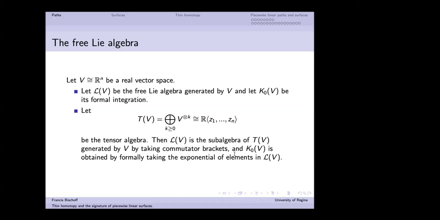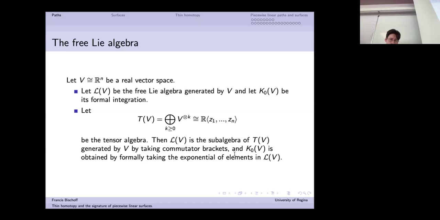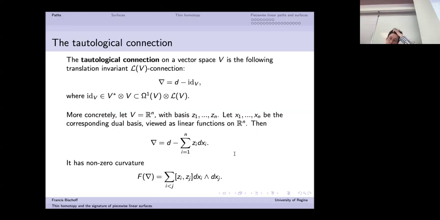Now the way to link a free Lie algebra and this group of paths is through parallel transport of a connection. There's a tautological connection that exists on any vector space, and it's a connection on a vector space V valued in the free Lie algebra on V. It's essentially given by d minus the identity of V, where I'm thinking of the identity of V as living inside V dual tensor V, where V dual, I'm thinking of as constant one-forms on V. And the second copy of V, I'm thinking of as generators of the free Lie algebra.